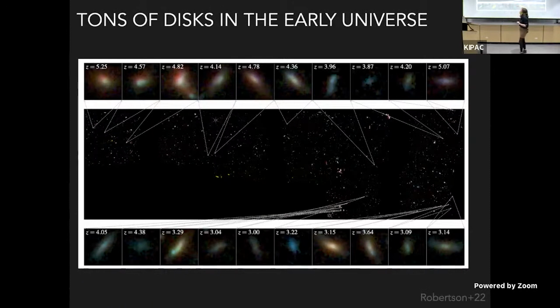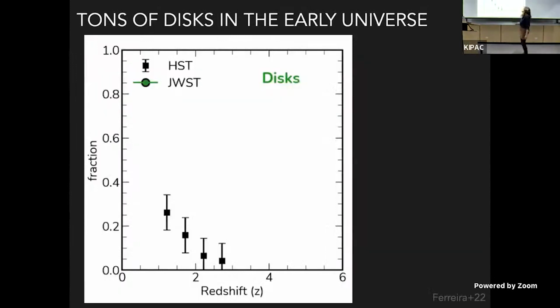So the question is, with JWST, are there not as many mergers as we thought? Are galaxies able to form disks even though there are many mergers? We're still really trying to figure this out. But many different studies at this point have confirmed this large number of disk galaxies in the early universe. This is an example from my colleague Brent Robertson at UC Santa Cruz, where he's just pulling out a bunch of pictures of these early galaxies, all of which seem to be disks.